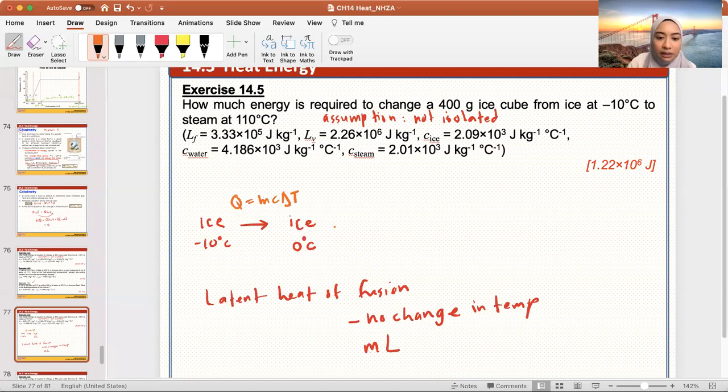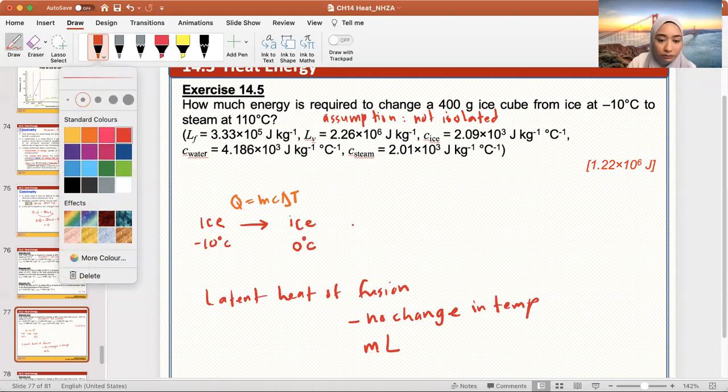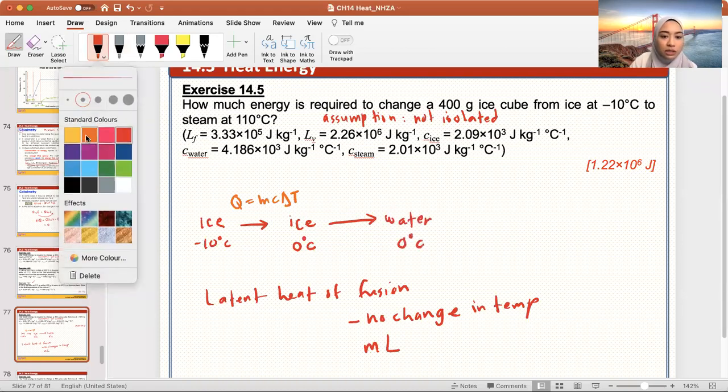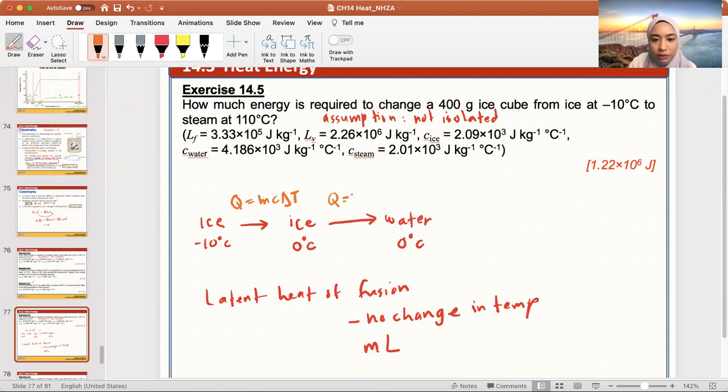Now comes the latent heat. Okay, let's use red again. So Q equals to ml. So now my ice at 0 degrees Celsius can become water at 0 degrees Celsius. So this equation is Q equals to ml. So let's label this Q1, this guy as Q2.